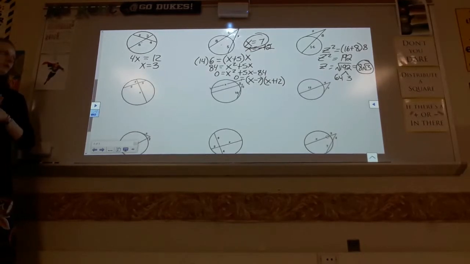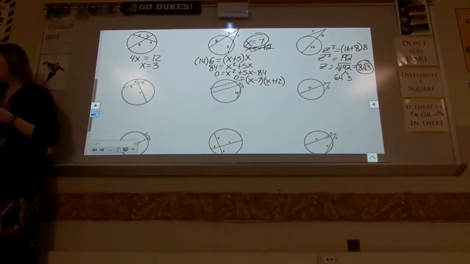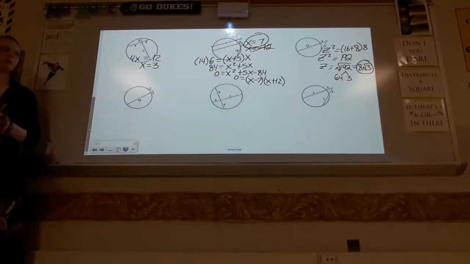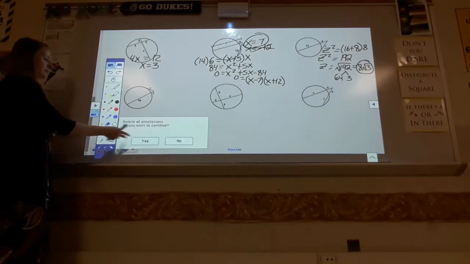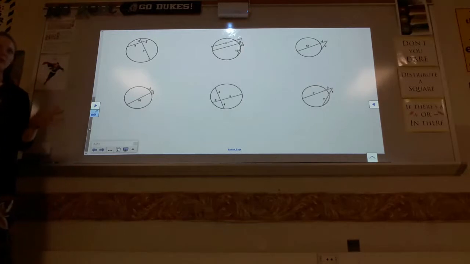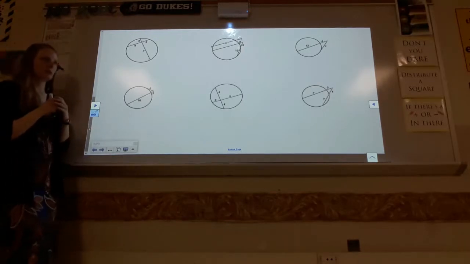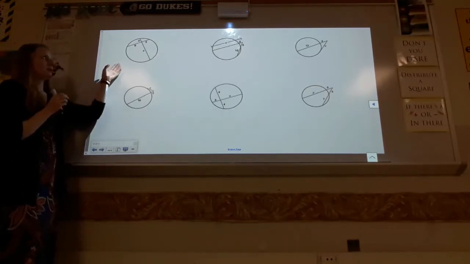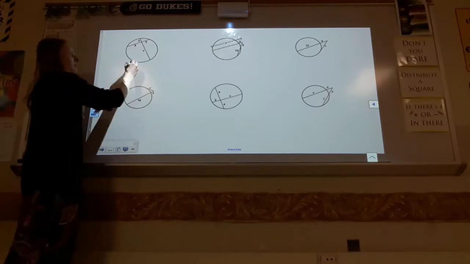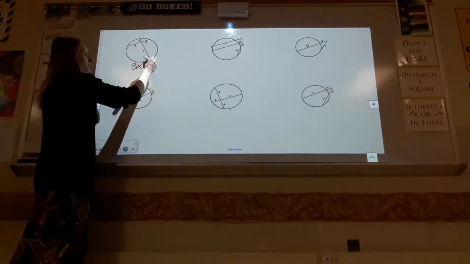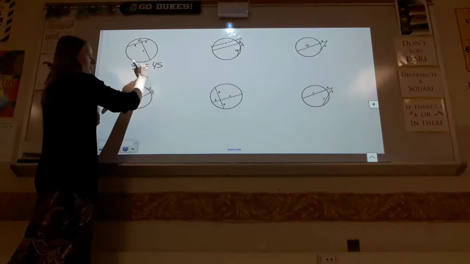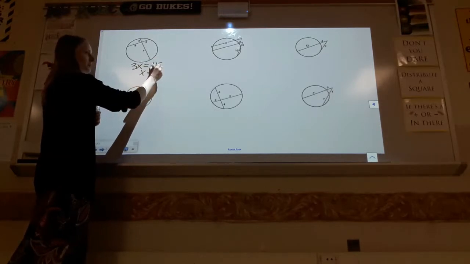So that would simplify to 8 root 3. Okay? Alright, let's keep going. How would I do the next one? Be prepared to do the entire next page independently, so be using this opportunity to ask questions on how we do these. So how would I do this one? 3 times x equals 9 times 5, which is 45. Divide.